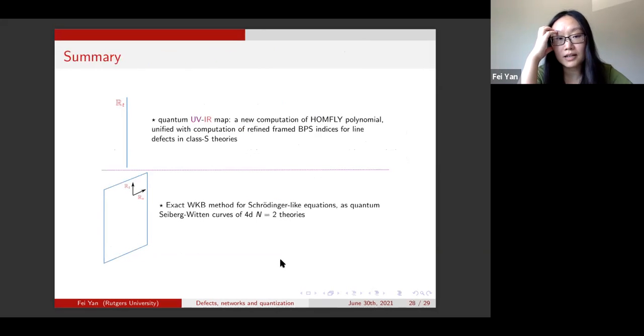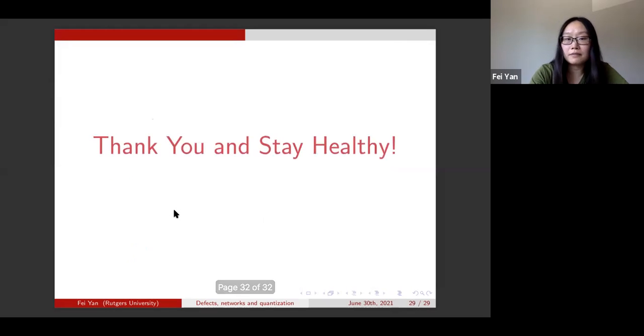Okay, so let me summarize. I talked about two things. The first thing is about line defects in class S theory, and the corresponding mathematical quantity is a quantum UV-IR map, which offers you a new way to compute the homflypt polynomial, and it's unified with computing refined framed BPS indices for line defects in class S theories. And then we go to the second story, where you have surface defects, and this kind of surface defect consideration has implications in the exact WKB analysis for Schrödinger equations, or can be interpreted as quantum Seiberg-Witten curves of the N=2 theories. And that's all I have. Thank you, and please keep staying healthy.